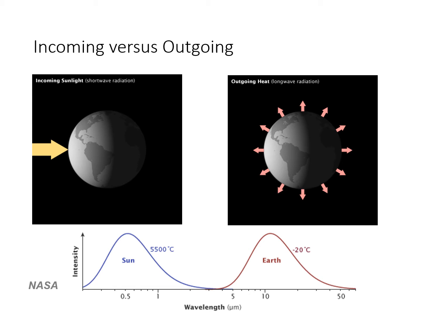Really important to understanding the greenhouse effect is knowing how the properties of energy from the sun are different than the energy emitted from the earth. Higher temperatures of the sun mean that the energy emitted has shorter wavelengths and is more intense. Energy from the cooler earth has longer wavelengths and is less intense. Let's take a closer look at this.